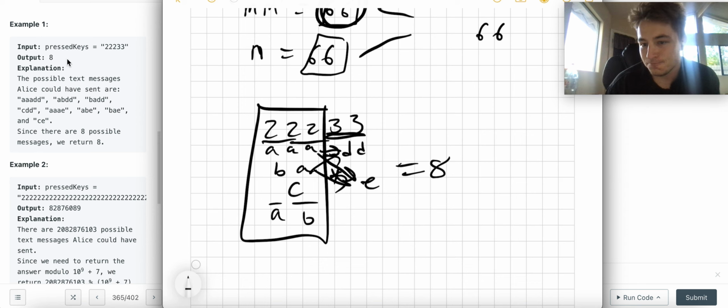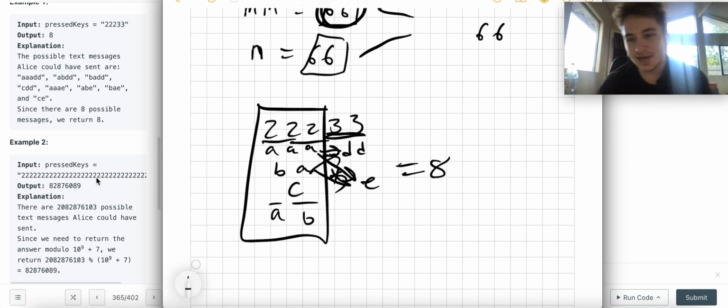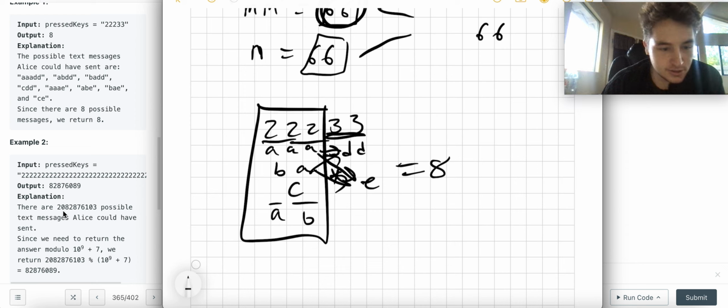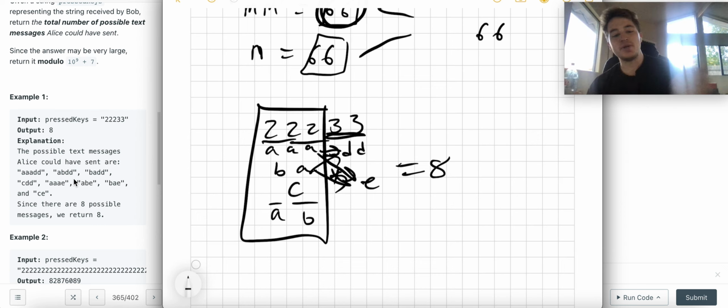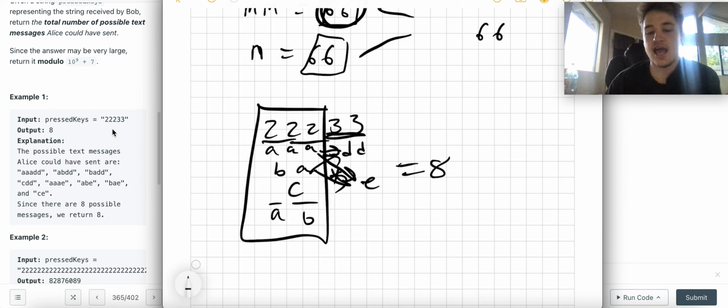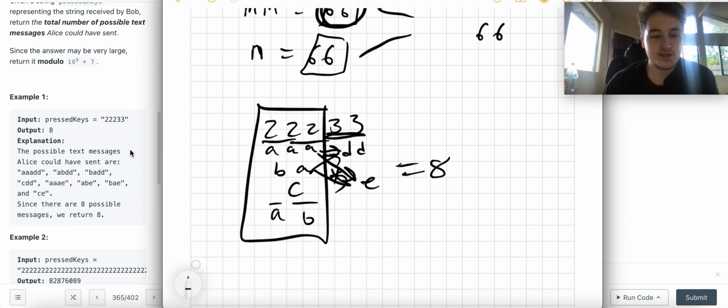If you look at an example where someone rage-pressed 2, you get what, 2 billion possible combinations. So this blows up really fast, which is why we're taking the modulo. But you can see that just because you receive these pressed keys, there can be multiple messages that result in it.